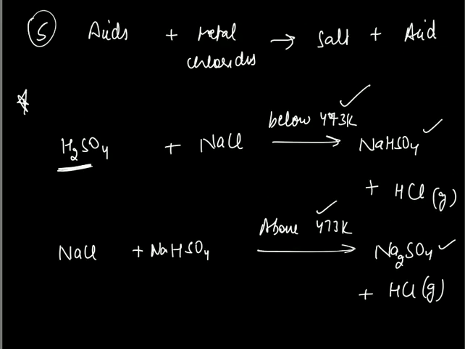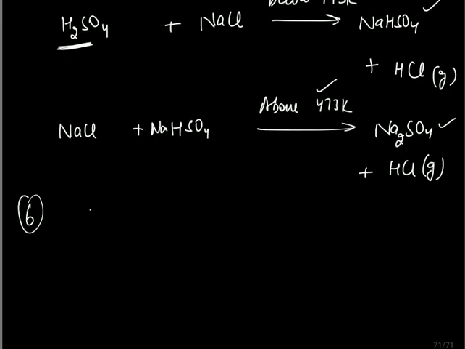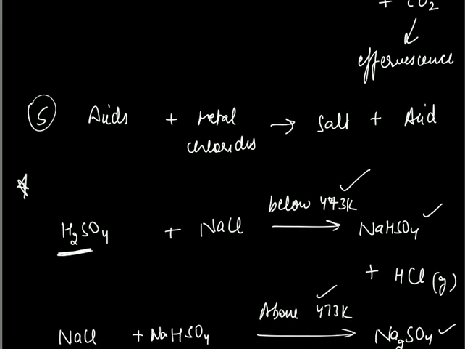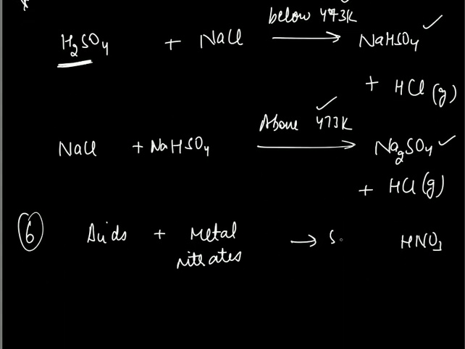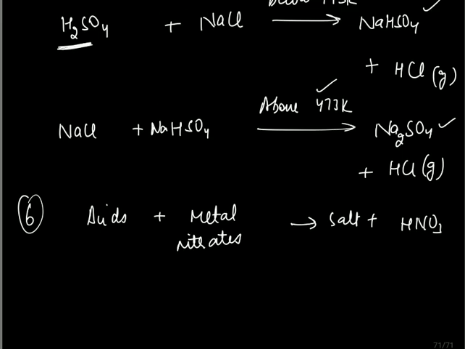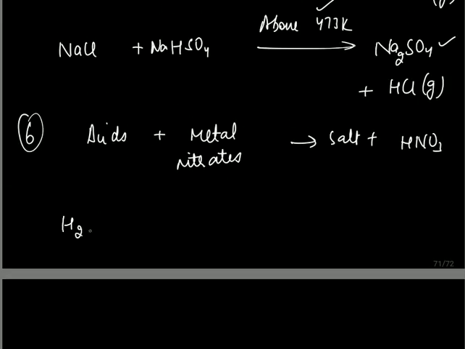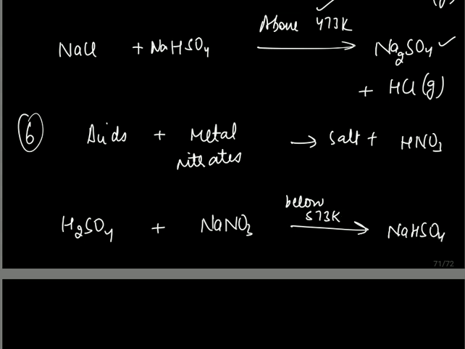So next is acids reacting with metal nitrates. Now, since they are nitrates, they are going to form HNO3 as a different acid. Over here, since it's chloride, we are getting HCl. So nitric acid and the salt. We have taken sulfuric acid again, metal nitrate, you can take sodium salt, NaNO3, below 573 Kelvin will give you sodium bisulfate, same salt, and HNO3, different acid.